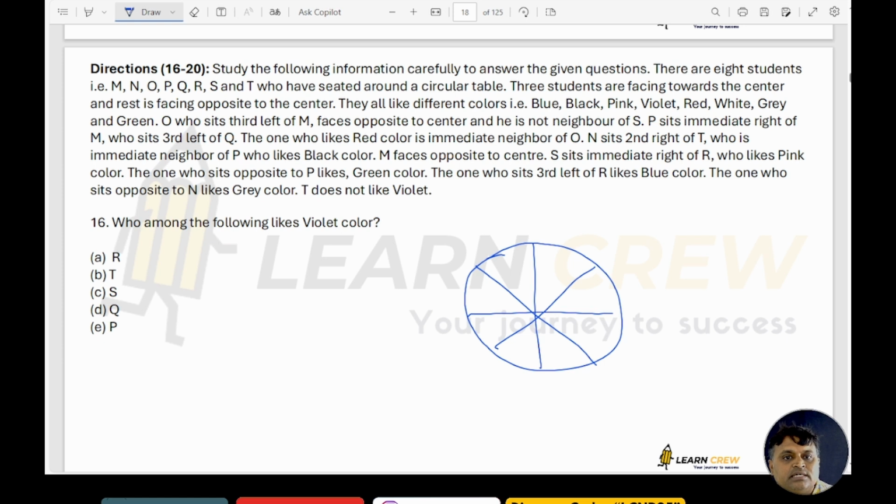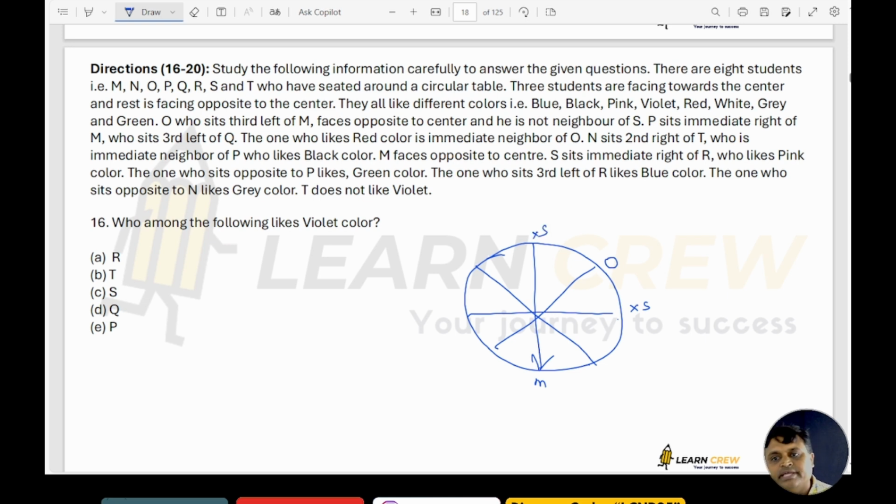Who sits third left of M? I am taking M here. M faces opposite to the center, it is given. So when M is facing outwards, O would be here, because O is third left of M: first left, second left, third left. O, who sits third to the left of M, faces opposite to the center and is not a neighbor of S. So here O is not a neighbor of S, and S is not there.